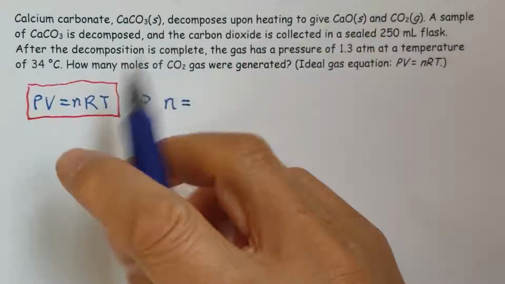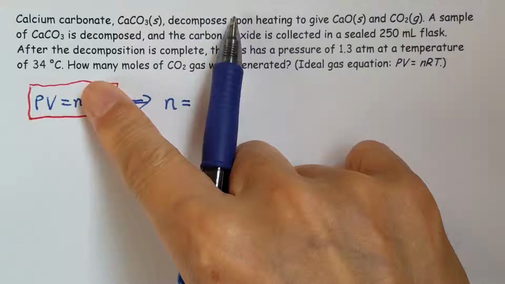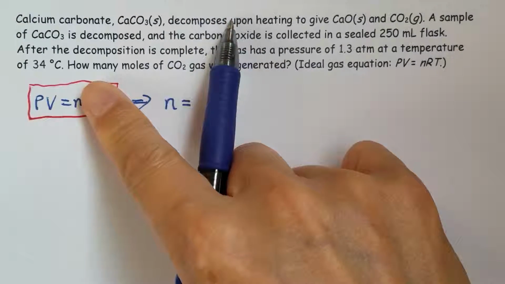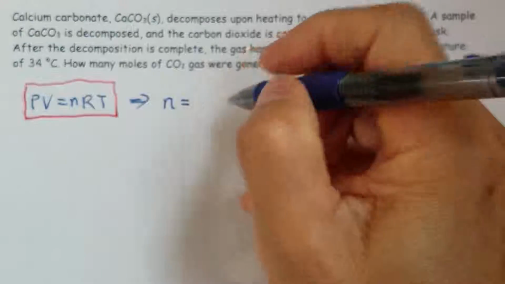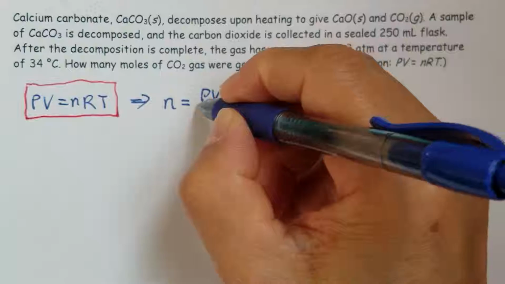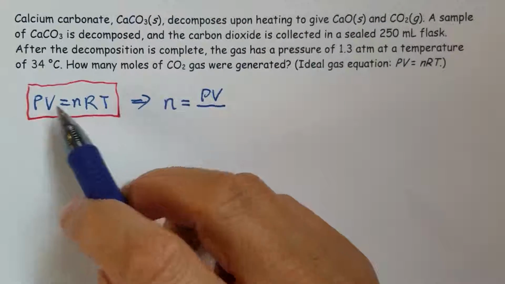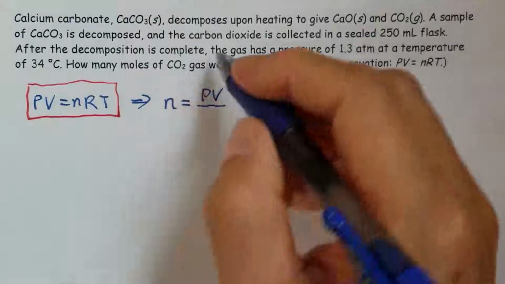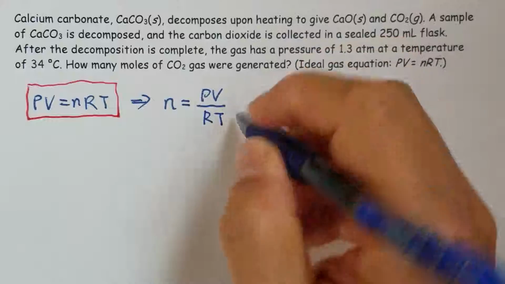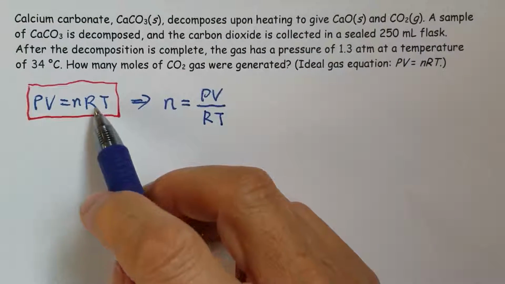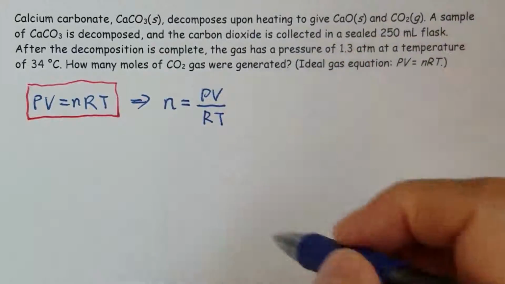And again, I will just see if I hide RT, so n equals PV, and then I will just simply move RT to the other side as a denominator, because on this side you see, they are actually numerators, all right? Okay.